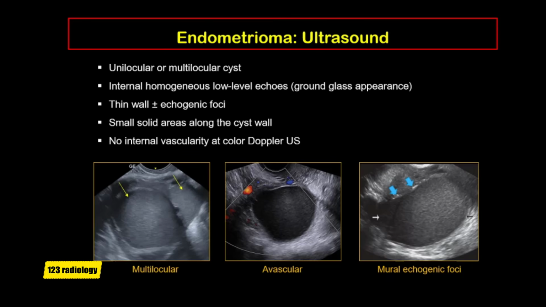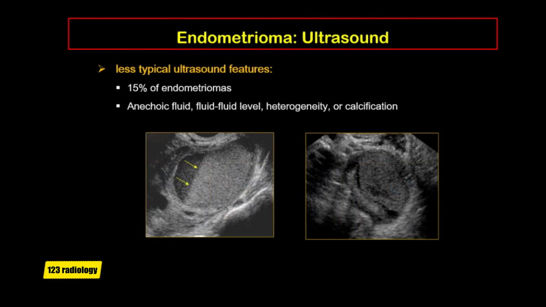There may be tiny echogenic foci, and small solid areas along the cyst wall. There should be no internal vascularity at color Doppler ultrasound. A small percentage of endometriomas have less typical ultrasound features, such as anechoic fluid, a fluid-fluid level, heterogeneity, or calcification. Endometriomas may occasionally simulate a solid mass, especially when they are chronic.